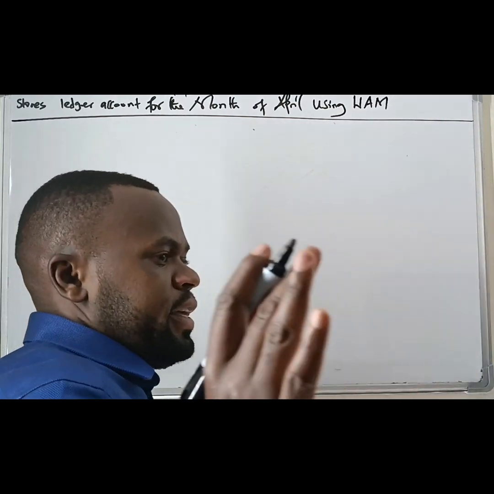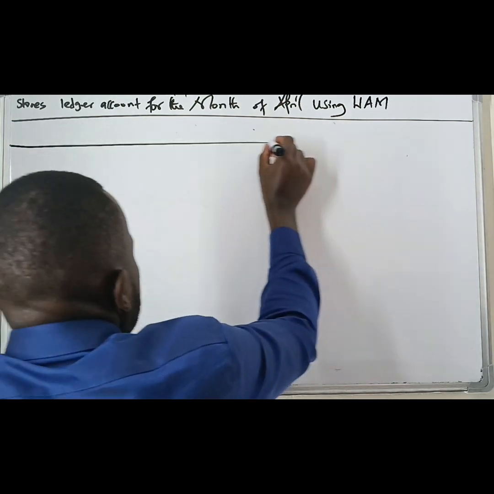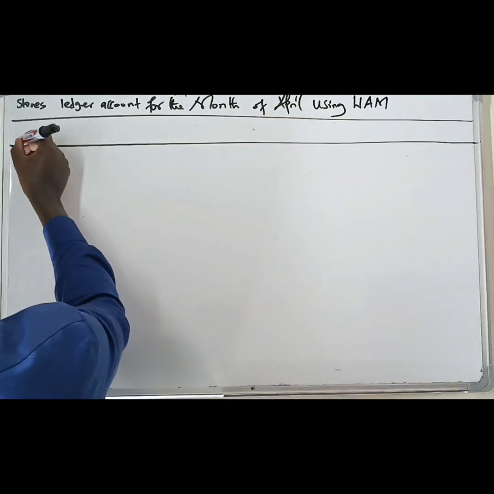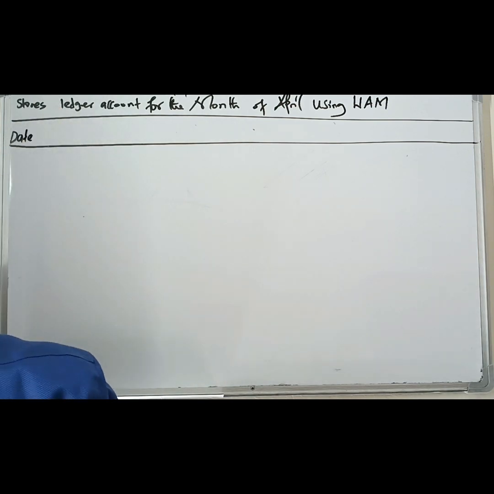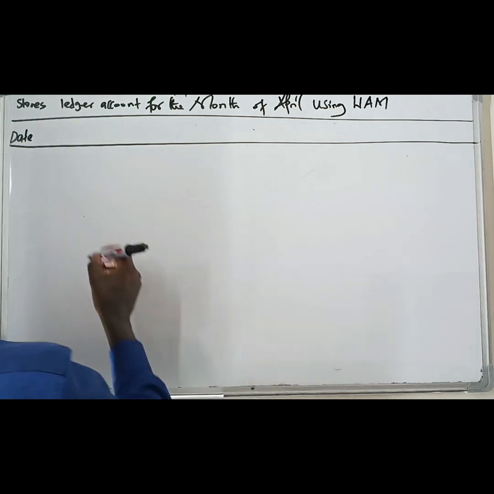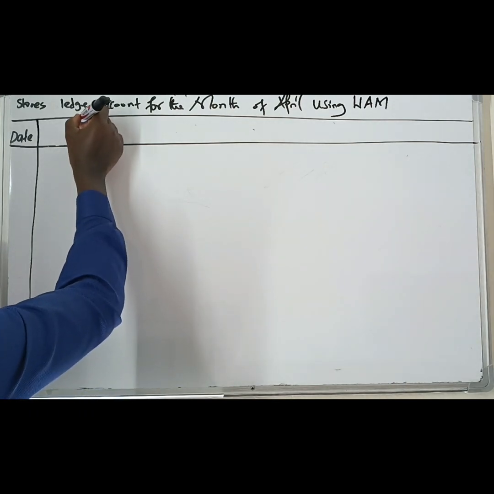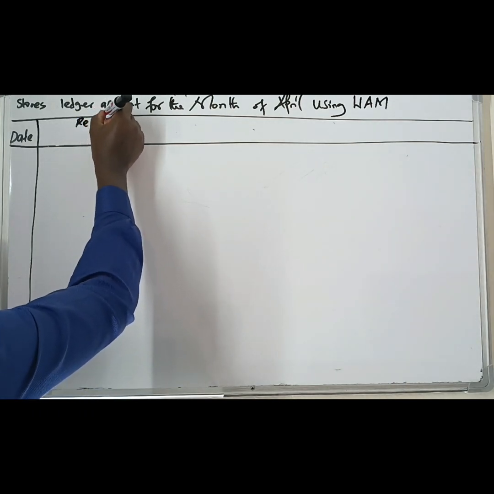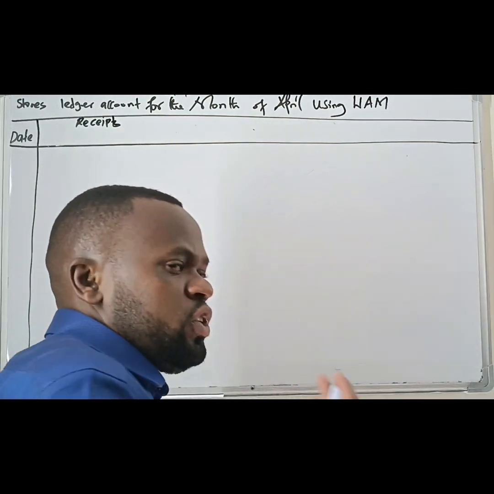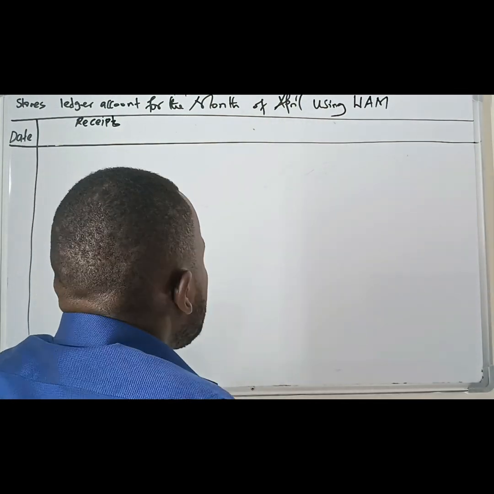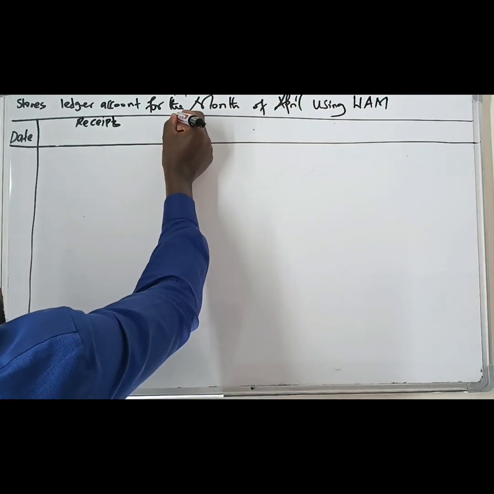Whenever you're preparing a stores ledger account or ledger card, you have to record the date of the transaction. It needs to be captured. After the dates, if you receive items, or when you purchase, you receive items in your store. So you'll have the purchases or the receipts, whatever you are receiving after purchasing.